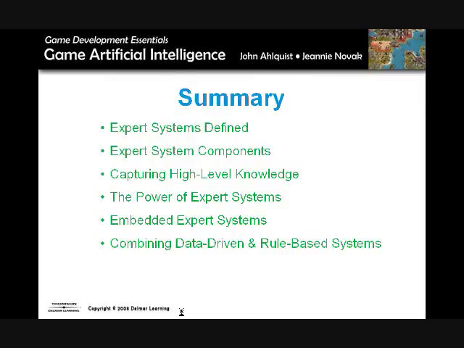So in summary, we talked about the 3 different pieces that make up an expert system, defined what an expert system is and how it's used. We talked about how you can capture high-level knowledge and some of the problems that you might run into. Talked about the power of expert systems in order to quickly drive the actions that the AI should be taking, or outside of games, coming up with the best questions to ask so as to get to the quickest answer possible.